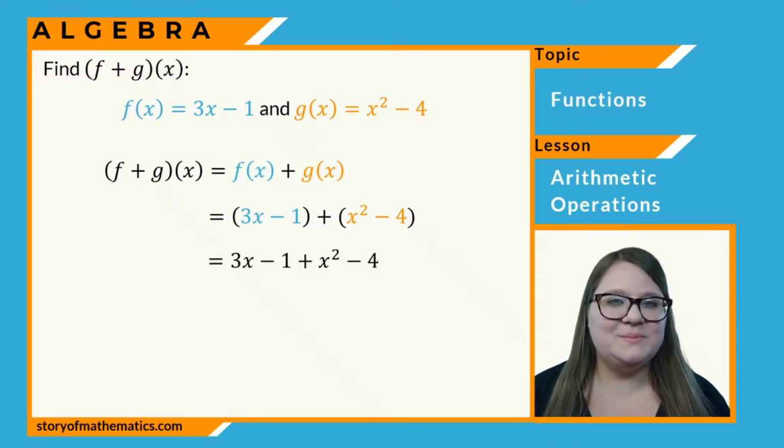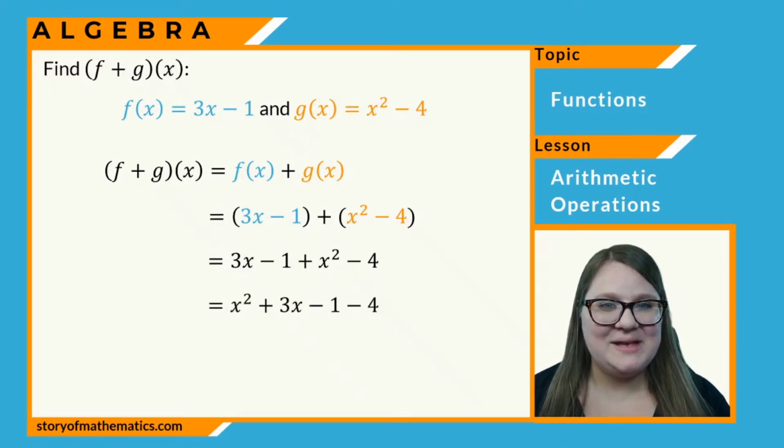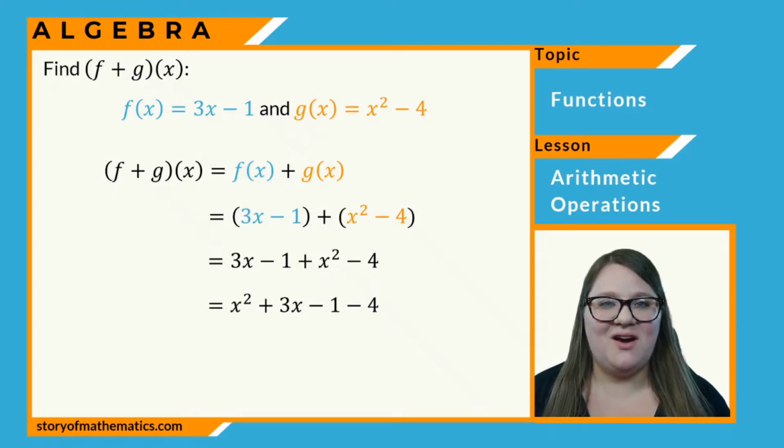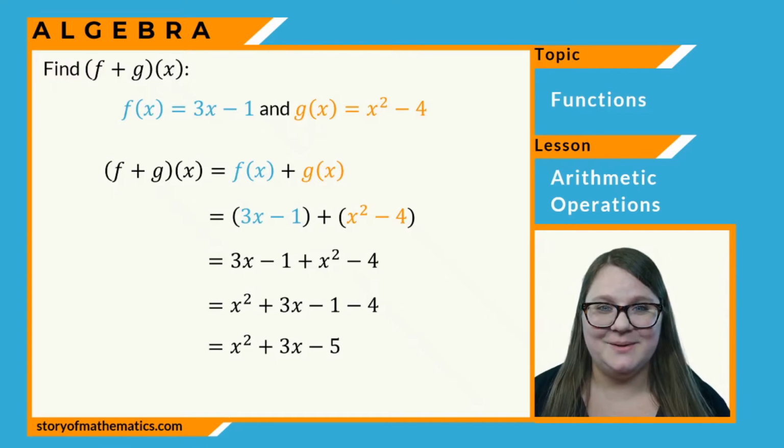Now I'm just going to remove those parentheses and regroup it from highest exponent to lowest. That makes it so much easier to see which of my terms are like terms. In this case, I have minus 1 minus 4, which is going to give me x squared plus 3x minus 5 as my final answer.